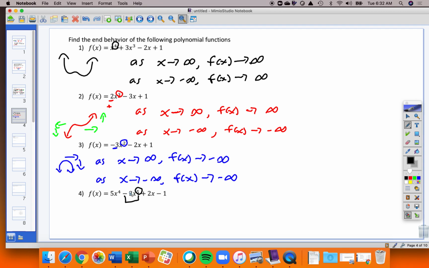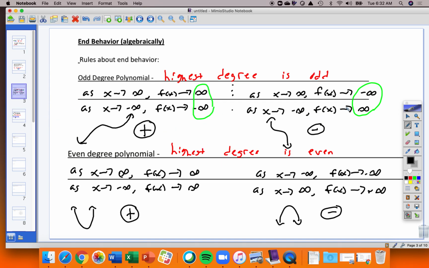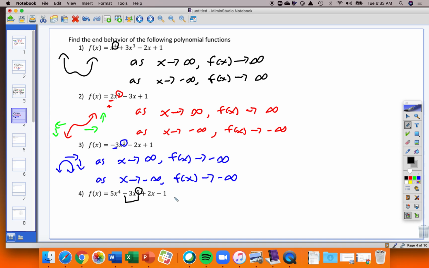So this is an odd degree polynomial with a negative in front. So therefore, it's going to follow this end behavior right here, because the highest degree is odd and the leading coefficient is negative. So I have, as x approaches infinity, f of x is going to approach negative infinity. It's going to go down. It's going to look something like this.